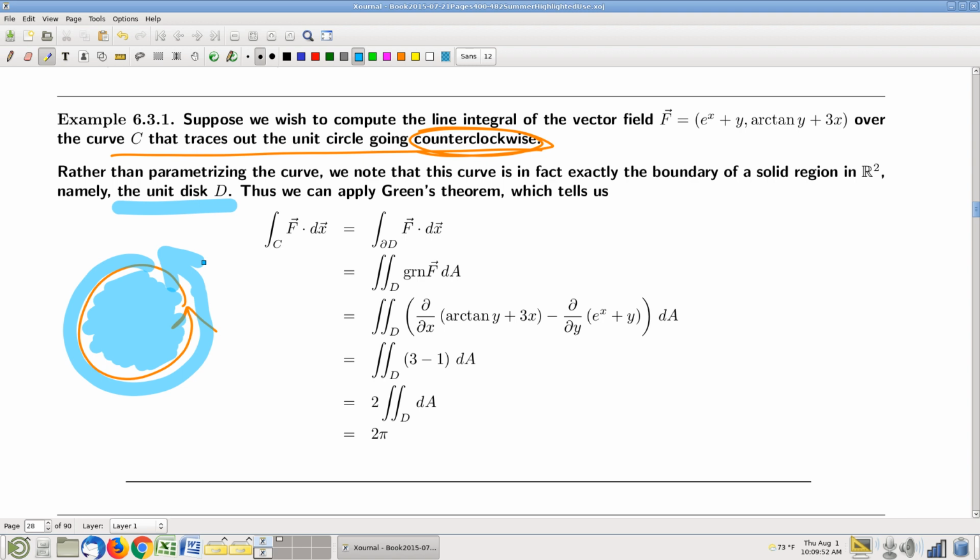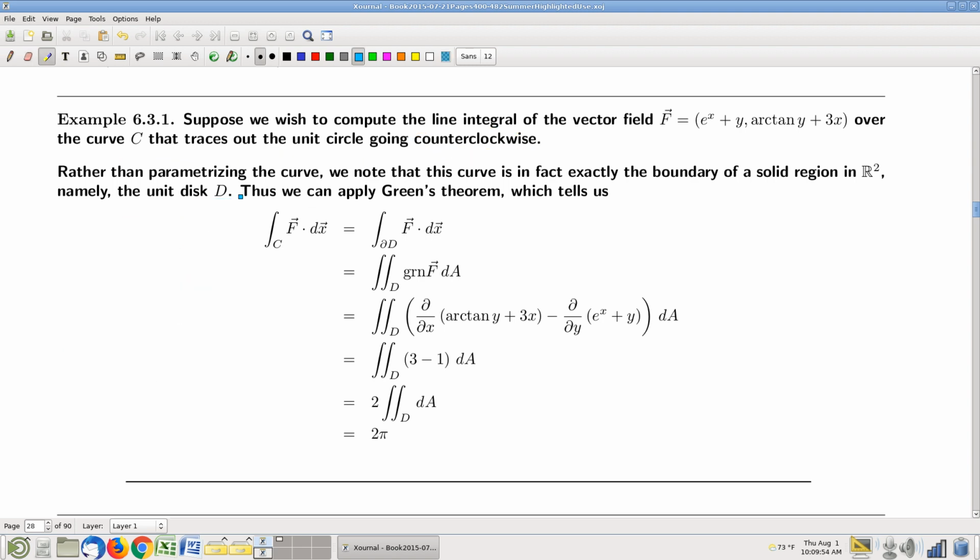So if it had been the other way, let's change the question. If it had been clockwise, then our curve would have been that. And the boundary, though, would have been this. The boundary would have the opposite orientation, and I would just stick in a minus sign right there. Yeah, exactly. Great question. Everybody good with that? Okay. We're going to see that pop up in the next example also, by the way.